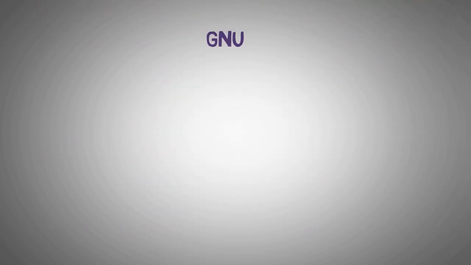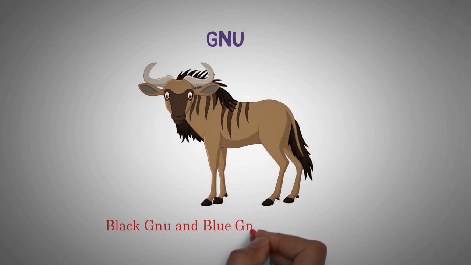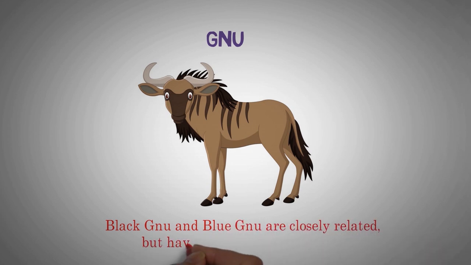Gnu. Black gnu and blue gnu are closely related, but have several key differences.